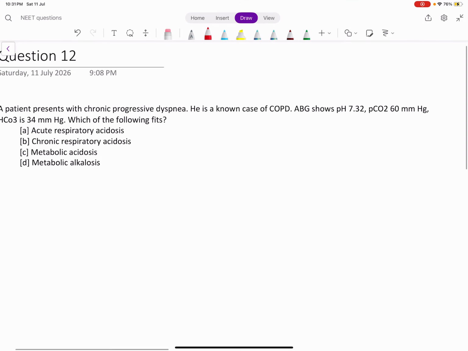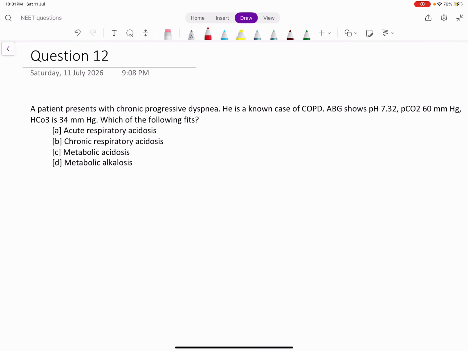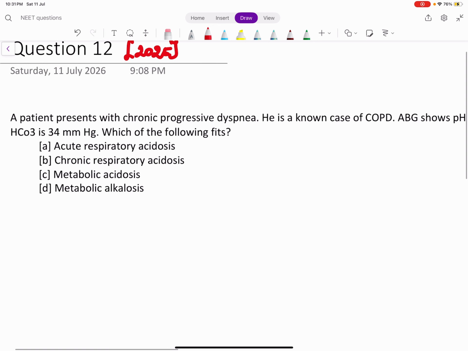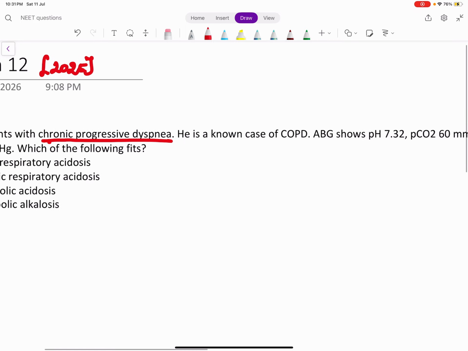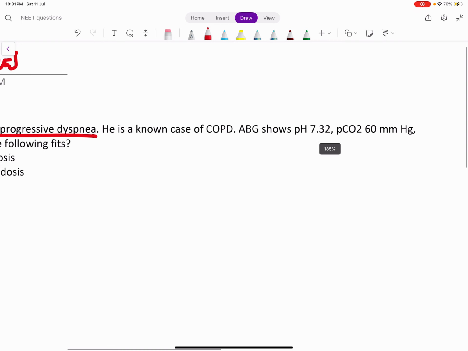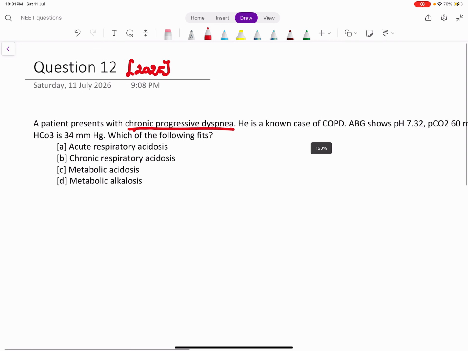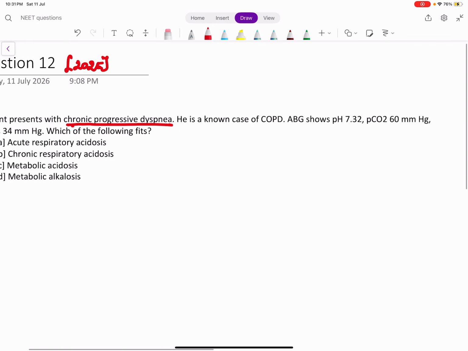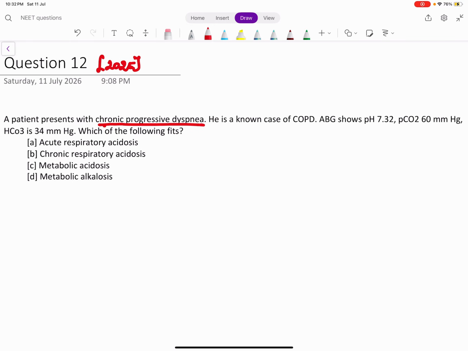Coming to the next question, previous year NEET question discussion 2025. Another question in respiratory medicine, and it's a question on ABG. A patient presents with chronic progressive dyspnea. He is a known case of COPD. ABG shows pH of 7.32, PCO2 of 60 mmHg, bicarbonate is 34 millimeters of mercury. In NEET 2025, 3 questions had come on ABG.